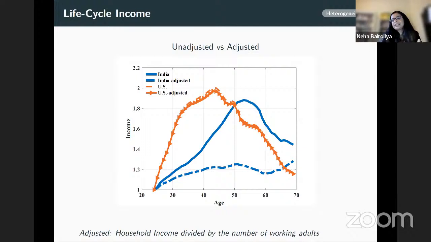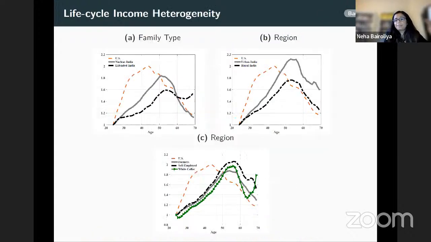So this picture is telling you that, yes, on an aggregate, there is a lot of growth in household income, but a lot of it is driven by participation and not productivity growth. Nevertheless, there is a lot of income growth that is comparable to that of the US. There is lots of interesting heterogeneity, but the answer does not change. Some subgroups experience an even higher growth than the US. For example, urban India, there is a massive growth in income over the life cycle.